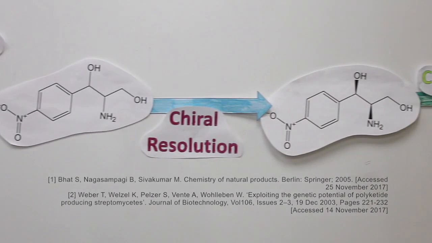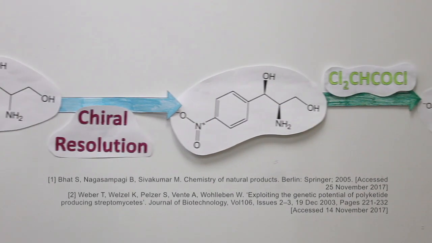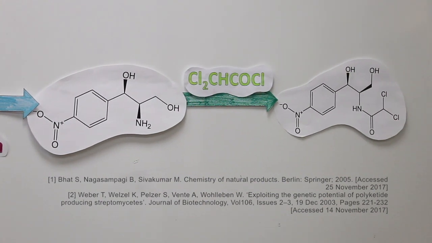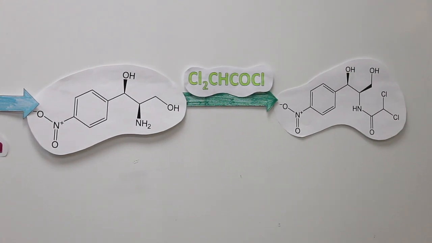Through chiral resolution, the racemic mixture is separated and the stereoisomer is acetylated with dichloroacetyl chloride at the amine to produce a high yield. Thanks to these techniques, we don't need to spend a lot of time culturing bacteria to produce chloramphenicol.